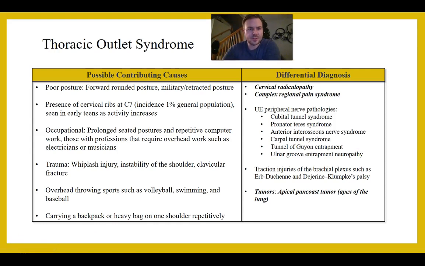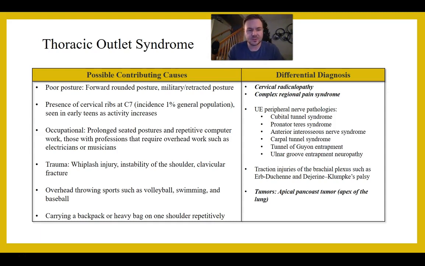Causes: poor posture. This is a rabbit hole we don't need to go down yet. But if you're in a poor posture, let's just leave it at that for now. We will get into my opinions of posture later on. But I think posture is a very variable thing, and you can't pinpoint thoracic outlet syndrome or any diagnosis, I think, to poor posture in isolation. So, presence of a cervical rib, we talk about that.